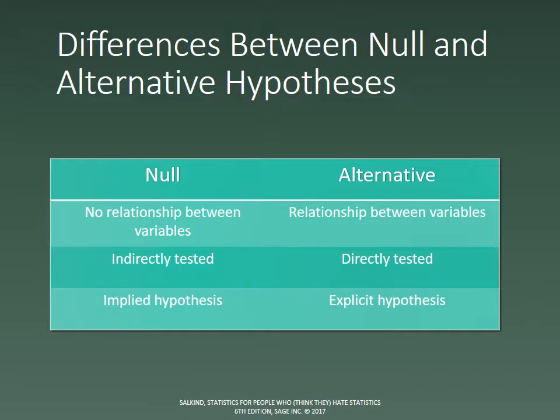Some differences between the null and alternative: a null has no relationship between the variables, or they're equal or equivalent, and the alternative has some sort of relationship. The null hypothesis is indirectly tested while we test the alternative hypothesis directly. And the alternative hypothesis is explicit in testing something, and the implied hypothesis is the null.